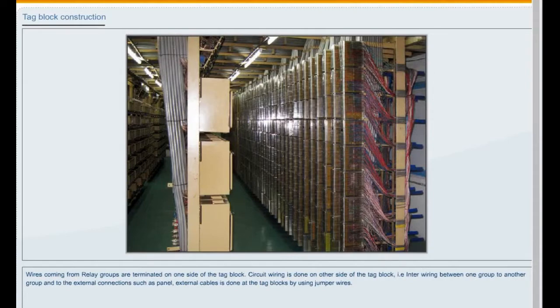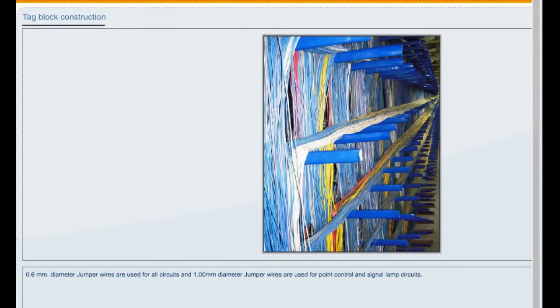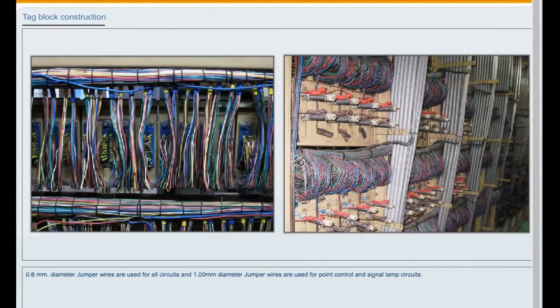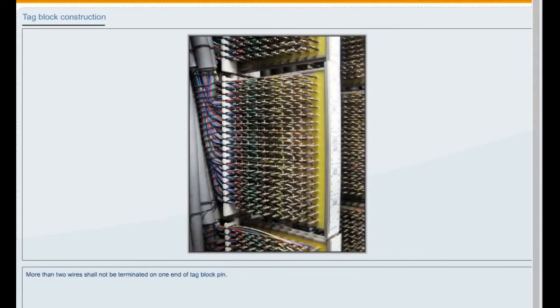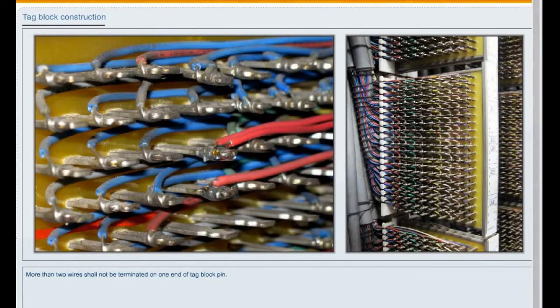That is, interwiring between one group and another group, and to the external connections such as panel and external cables, is done at the tag blocks by using jumper wires. 0.6 mm diameter jumper wires are used for all circuits and 1 mm diameter jumper wires are used for point control and signal lamp circuits. More than 2 wires shall not be terminated on one end of a tag block pin.